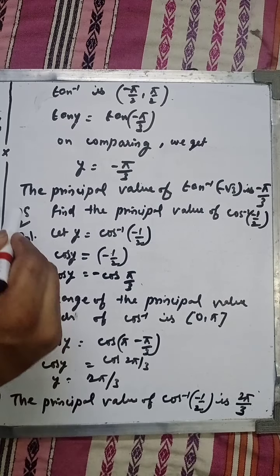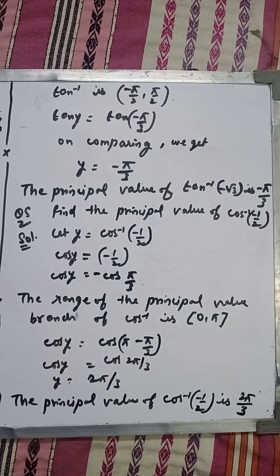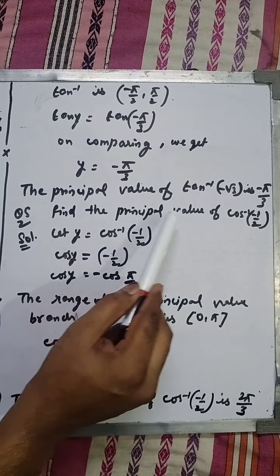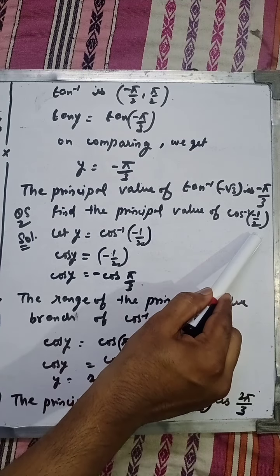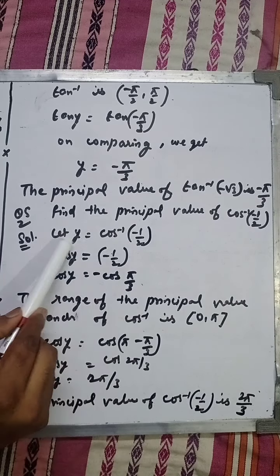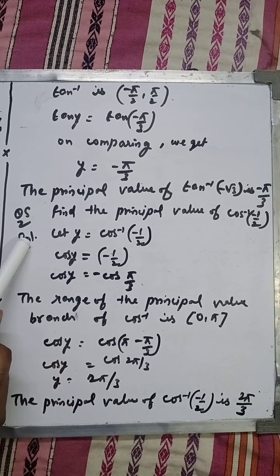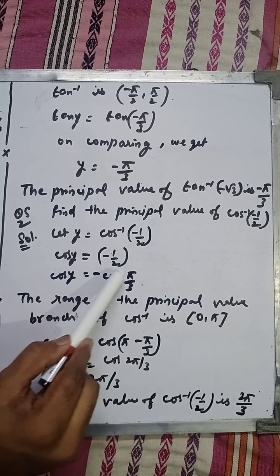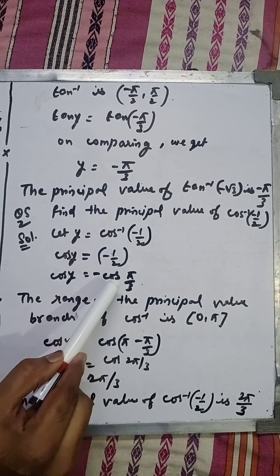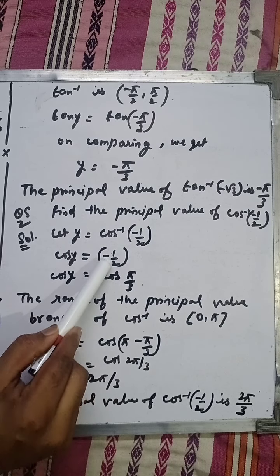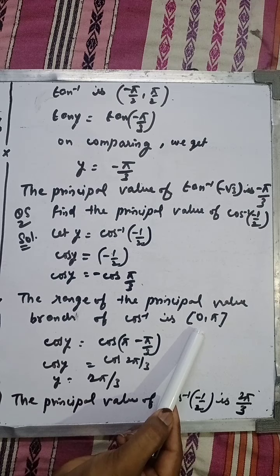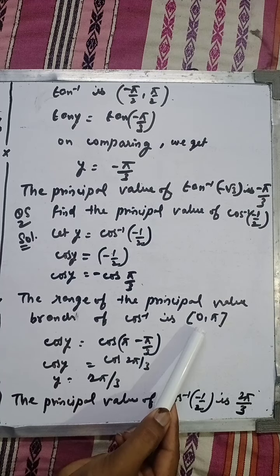Now question number 5. Here you have to concentrate. Find the principal value of cos inverse minus 1 by 2. We are assuming that this is equal to y. Bringing cos on the left hand side, this would be cos y equals to minus 1 by 2. The value of cos is 1 by 2 at pi by 3, so minus will remain the same. Now you have to write the range of this. The range is 0 to pi, so it is 0 to 180.